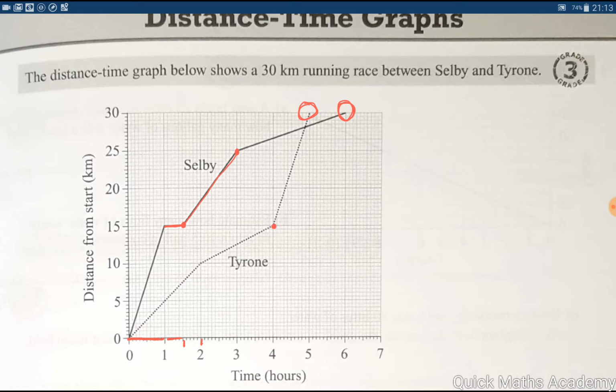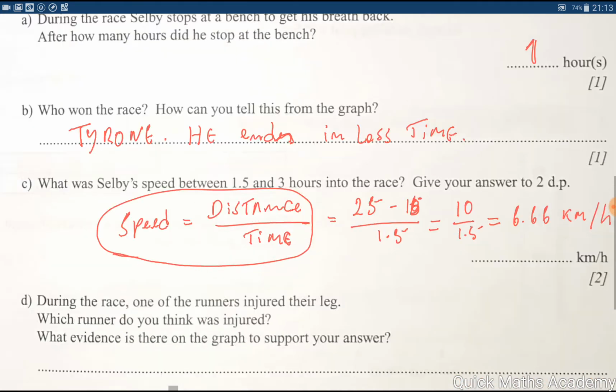While Selby from hour 3 decreased his speed. He was traveling at a certain speed, but he decreased it, so the steepness of the line went down, and that means that probably it's Selby that was injured. Tyrone won at high speed and Selby lost at low speed, so for sure it was Selby that was injured.